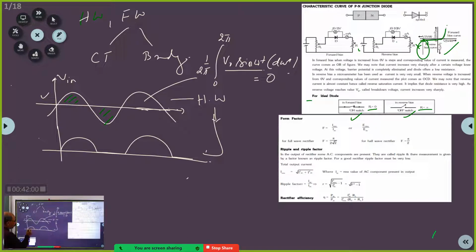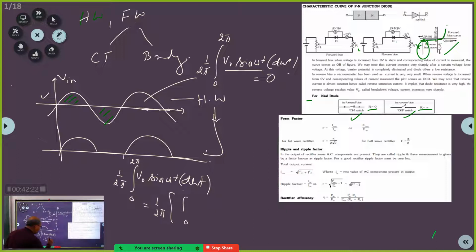On the other hand, if you integrate this signal from this point to this point, 2 pi, what happens due to this integration? You write it like this, 1 over 2 pi, 0 to 2 pi, V naught sine omega t, d omega t, same thing. But you split this integration: 1 by 2 pi common, 0 to pi V naught sine omega t, d omega t, plus pi to 2 pi V naught sine omega t, d omega t.